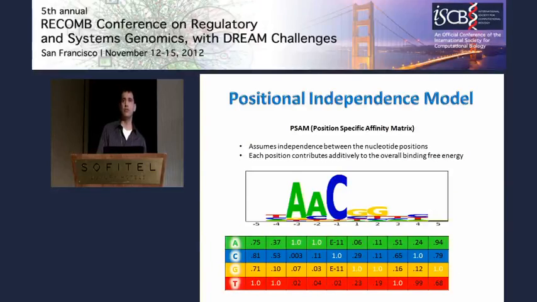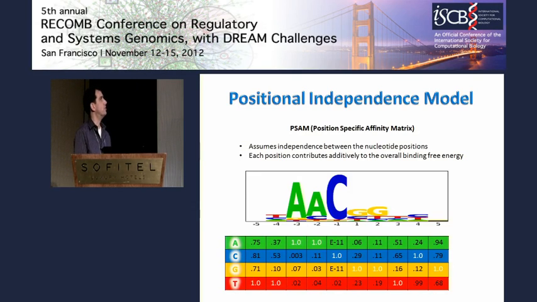So the goal now for FeatureREDUCE and other methods is to take this raw binding data and to generate an accurate protein DNA affinity model. And the first step in achieving this is to generate a positional independence model, which the previous speaker also spoke about. Now, there are actually quite a few positional independence models out there. The previous speaker spoke of one. FeatureREDUCE actually uses a different one.